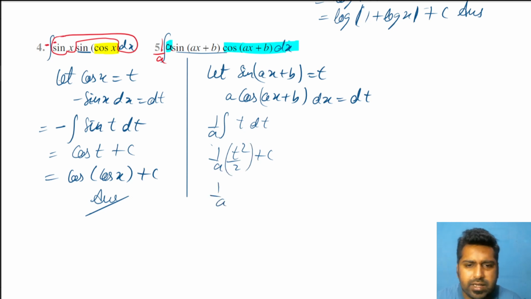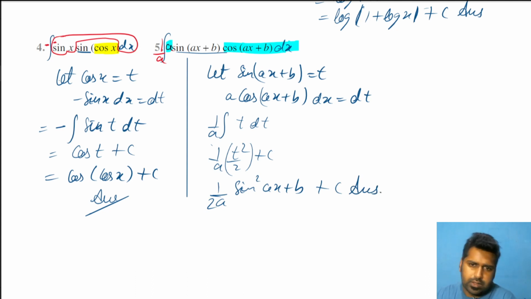So 1 by a t is sine square (ax plus b) by 2a, like this, plus c. That's your answer. Okay. And if you go through the answer of this question while doing, we did this in the basic, you'll see that the answer is not going to match. The problem is that our integration answers are not unique. Means you may be able to integrate a question, but the answer may not be unique as such. You can have different answers.